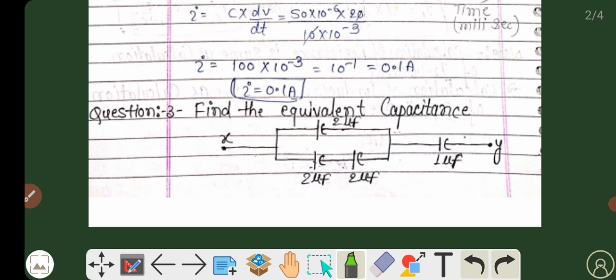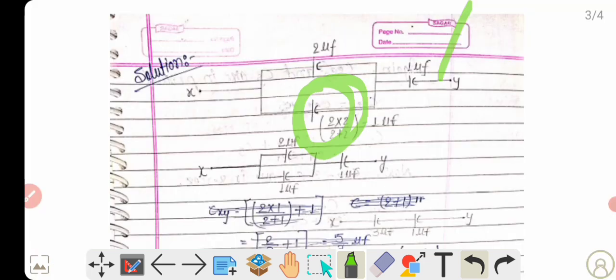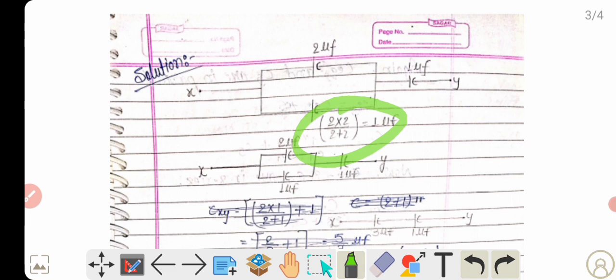In question number 3, we have to find out the equivalent capacitance. As you can see here, it's very simple: the series combination of both these capacitors is in parallel with this 2 microfarad capacitor, and the whole combination is in series with a 1 microfarad capacitor. Now my dear friends, as we can see here, we have calculated the equivalent of the series connection.